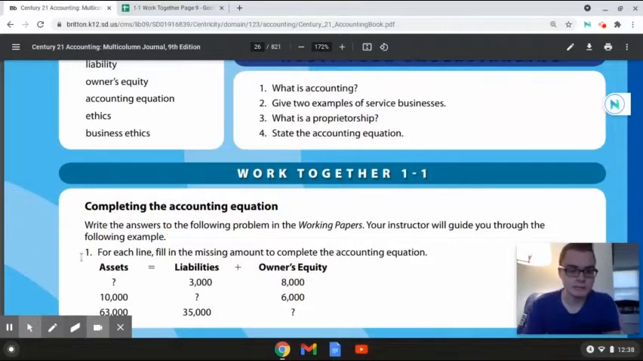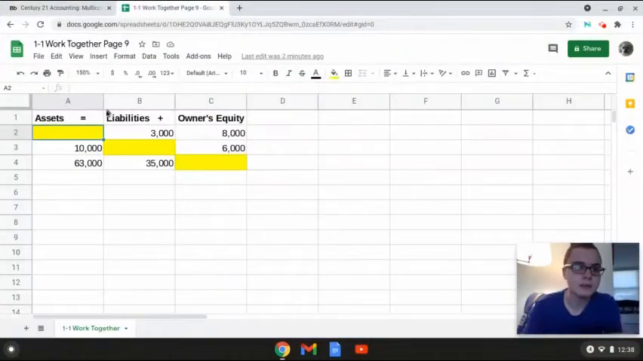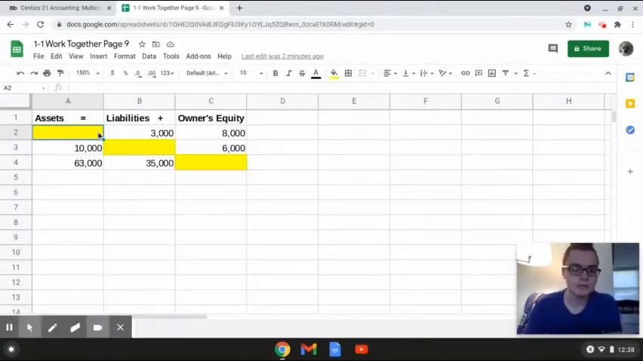Okay, so in the last video, we learned about the accounting equation and that assets equals liabilities plus owner's equity. And we are going to be using Google Sheets to help us solve this problem. So let me go over to that right now because I've typed it up. Okay, so if you look here, I have yellow spaces where we need to figure out assets, liabilities, and owner's equity. So the first one is assets.